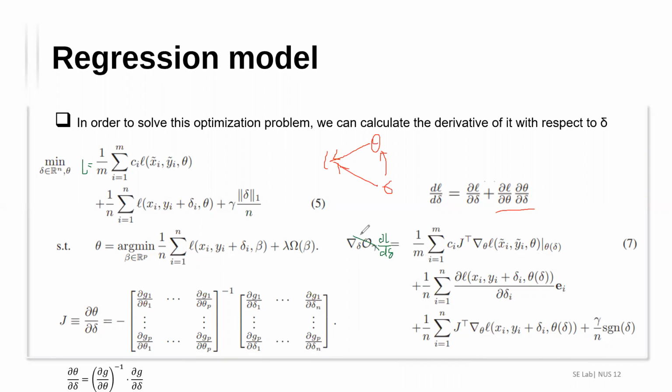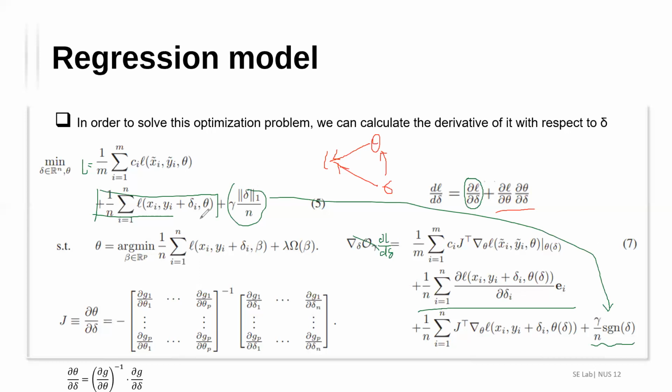If we look at this term, partial L over partial delta, then it's this term and this term, right? So this part contributed to this, and this part contributed to this. So now we only look at the first term. Okay, let's keep going on.